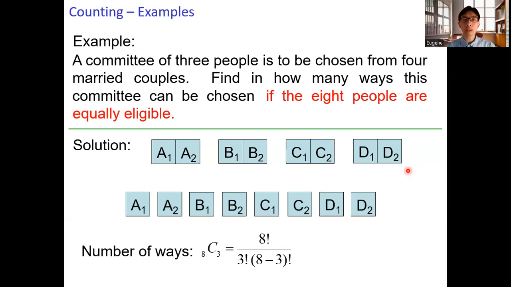So the number of ways is 8C3. Upon calculation, we get 56. So there are 56 different ways the committee can be chosen if the 8 people are equally eligible. What if we impose a condition?